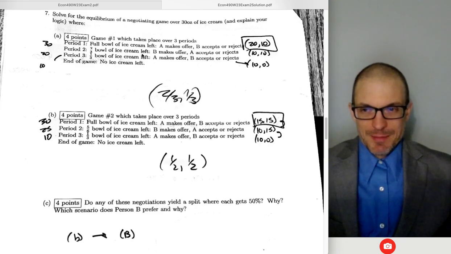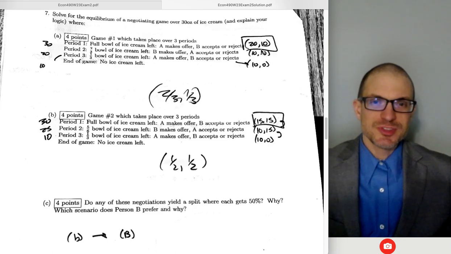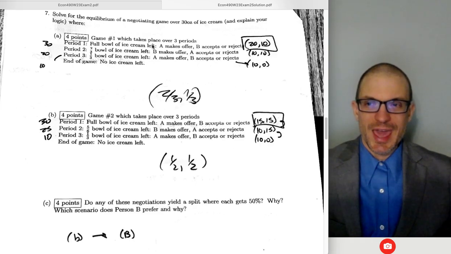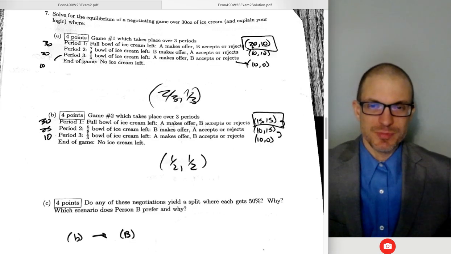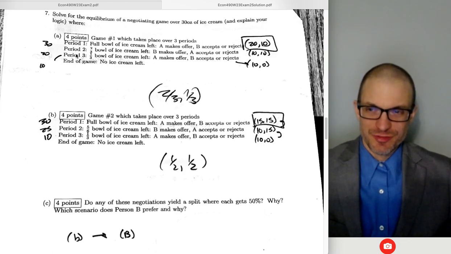Well, if that's going to happen in round 2, then we know that if we can figure out that B is banking on being able to guarantee themselves 10, A can anticipate this as well. So then when A is making its offer initially, A is going to offer that 10 to person B and only 20 for themselves. And then looking forward, reasoning forward, each can figure out what's going to happen.